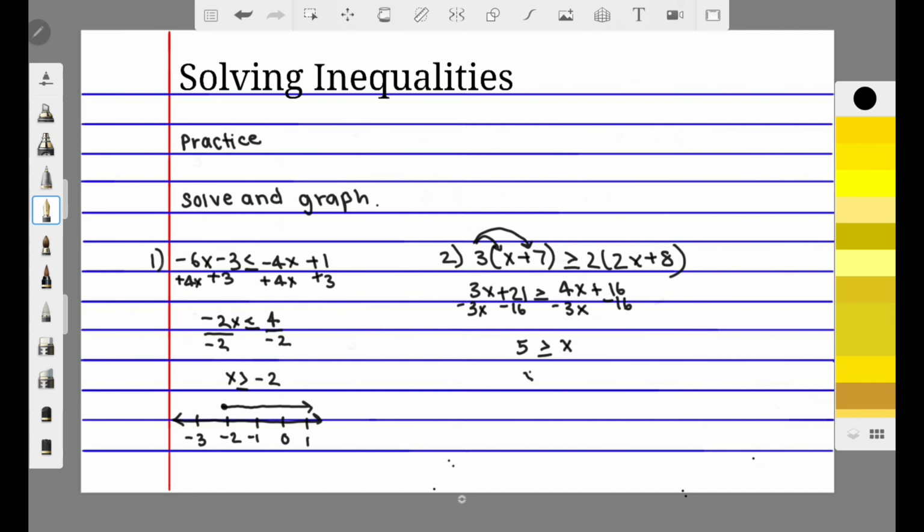So basically x is less than or equal to 5. All right, let's graph. X can be 5 or less than 5. Your graph should be something like that.